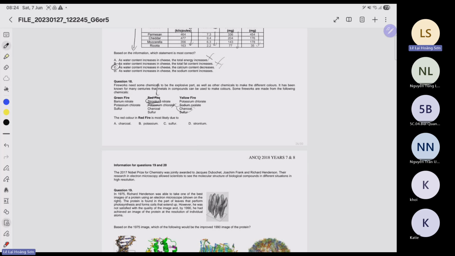Charcoal. I also see something similar in yellow. So charcoal is not responsible for yellow fire. Sulfur. I also see the same thing in green and yellow. So sulfur is not the thing that we're looking for.